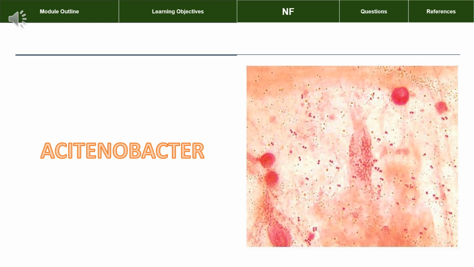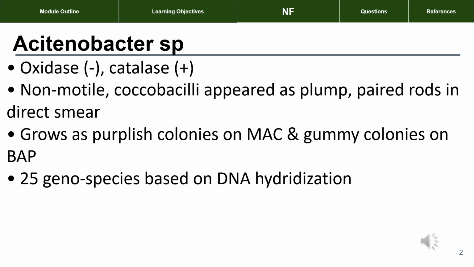In this video, we have your Acinetobacter, and in this image, you can see it. So this is an example of your Gram stain. For the Acinetobacter genera, you have a result of negative for your oxidase test and a positive result for your catalase test. They are non-motile. They have a coccobacilli appearance. They are plump. They are paired rods in direct smear.